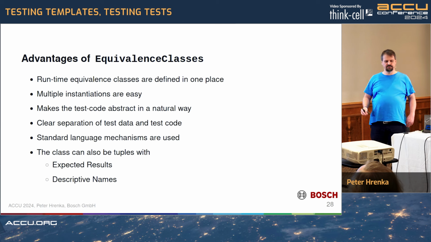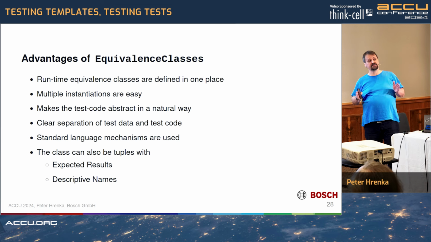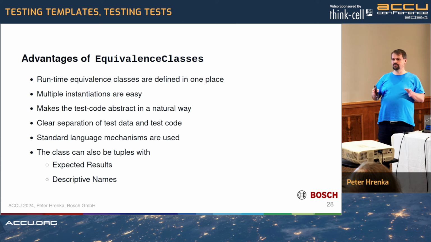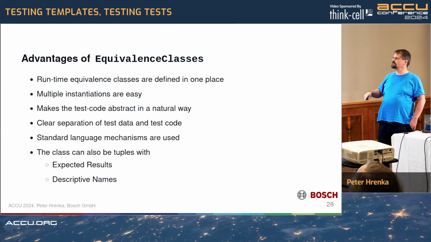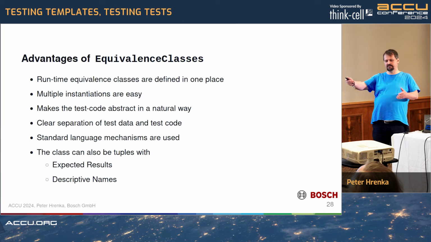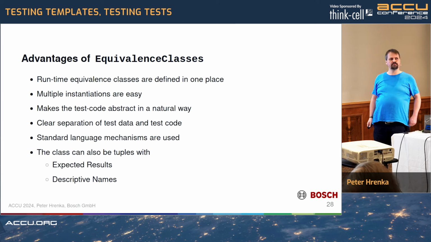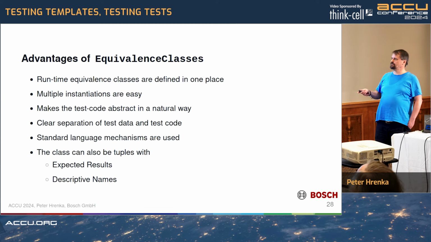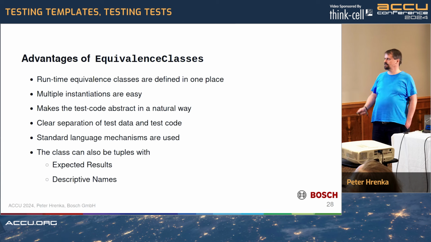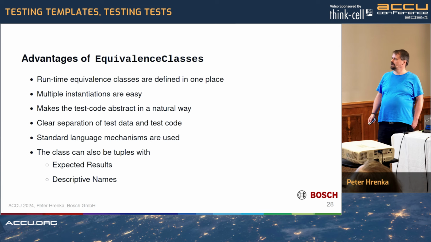So the advantage of this is we really have a clear class that is responsible for all the runtime variations that we have. Everything that's created at runtime is done here. We can have multiple instantiations, and the test code is automatically very abstract if you do it like that, because the only thing you can do is, okay, I have some instance here, and now I have to test some property or some requirement. This clearly separates the test data and the test code. We just use standard language tricks. There's nothing special here, no macros involved.